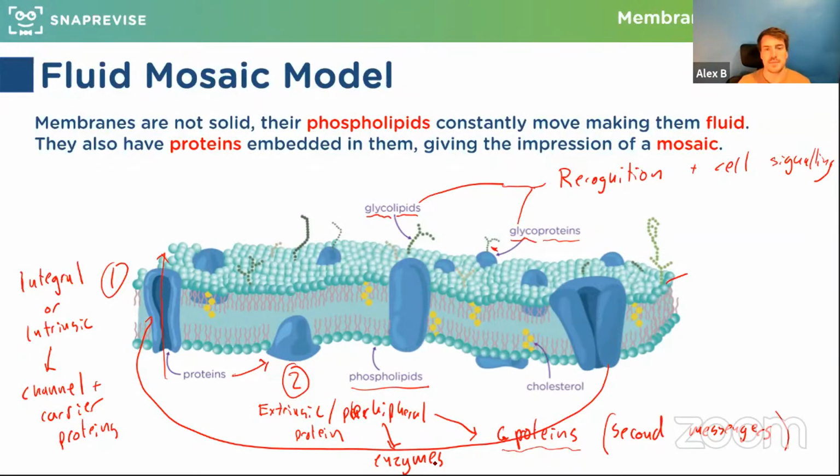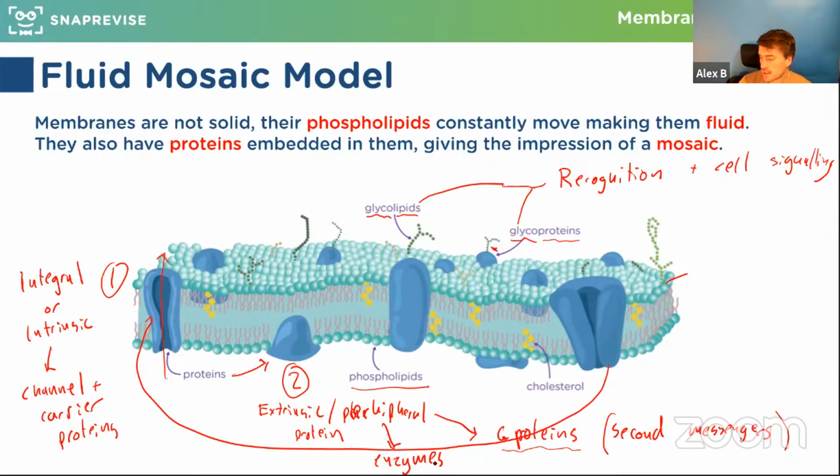So a lot of enzymes are embedded in a membrane and it keeps them all in the same place. So for example, not all of the enzymes, but a lot of the enzymes involved with respiration are all in the membranes in the mitochondria. So it keeps them all together, keeps them near each other and allows them to work efficiently. So it's a good way to store enzymes.